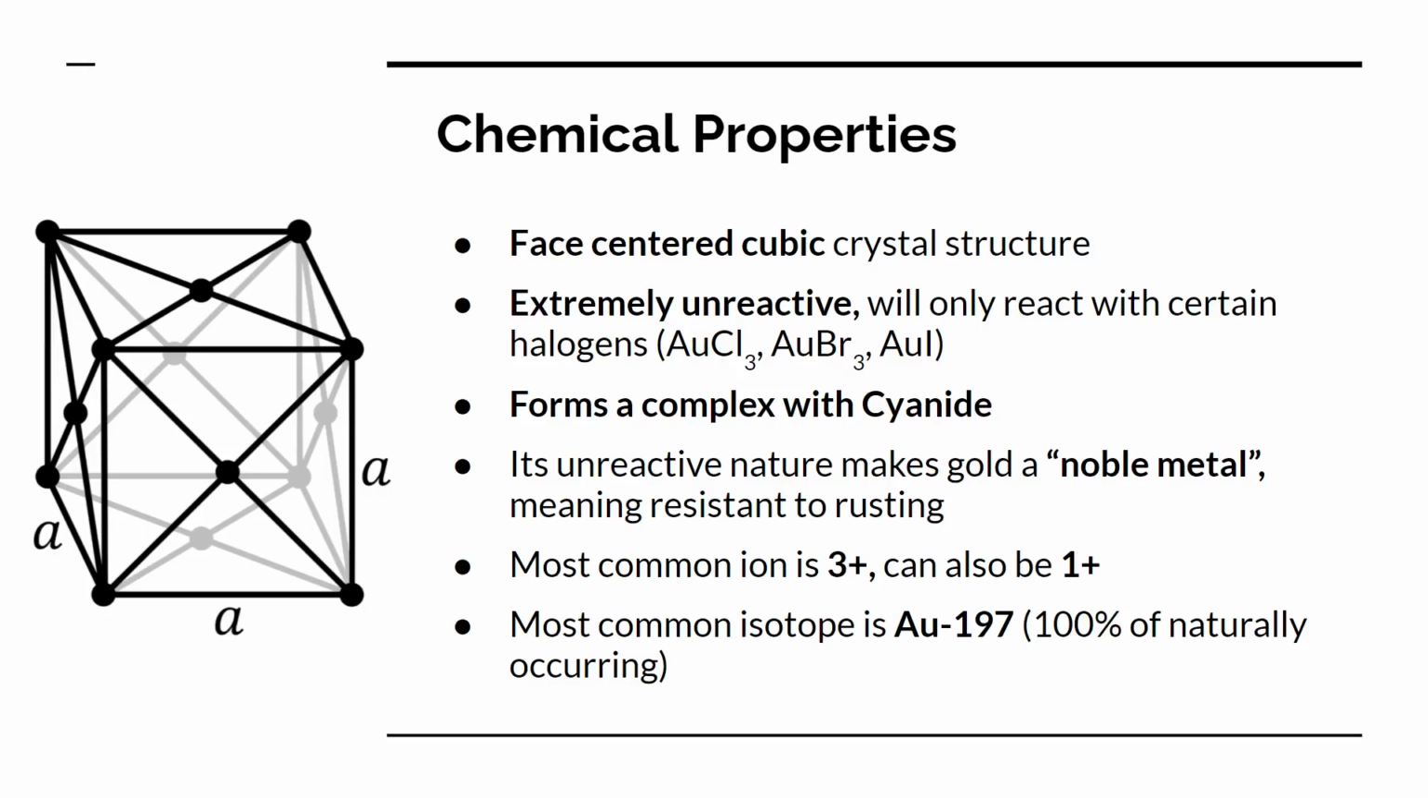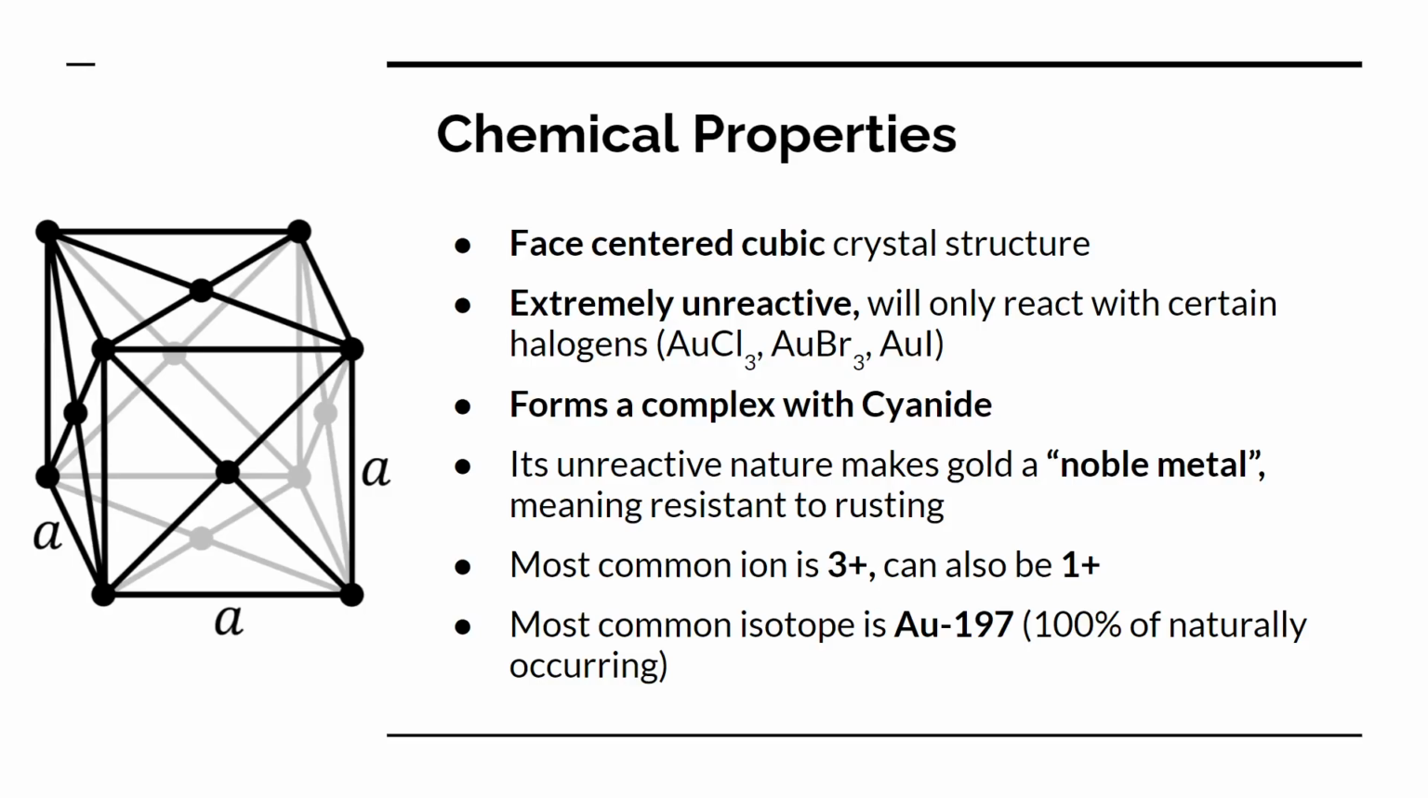And this unreactive nature makes gold considered a noble metal, which just means that it's resistant to rusting. Now, if you recall what rusting means, it essentially just means reacting with oxygen in the air to produce something else. And gold does not do that. Now, the most common ion for gold is 3+, but it can also be 1+. And the most common isotope is gold 197, which is 100% of naturally occurring gold. Now, that's all the chemical properties you'll need to know.